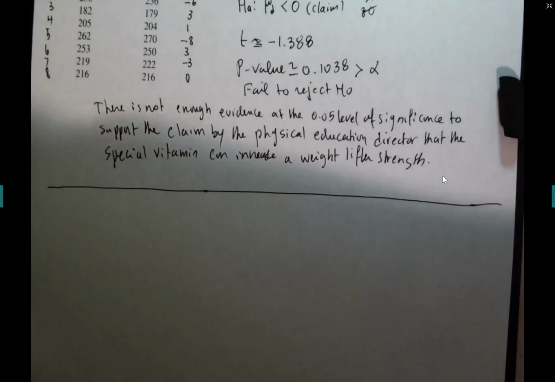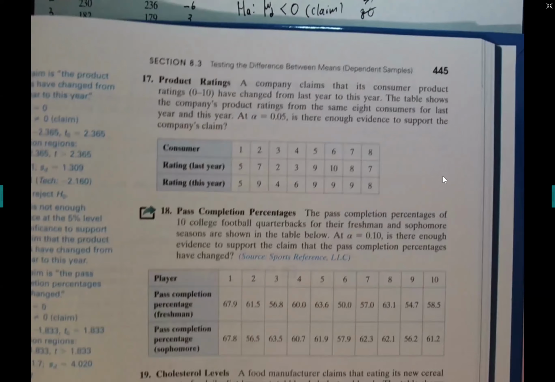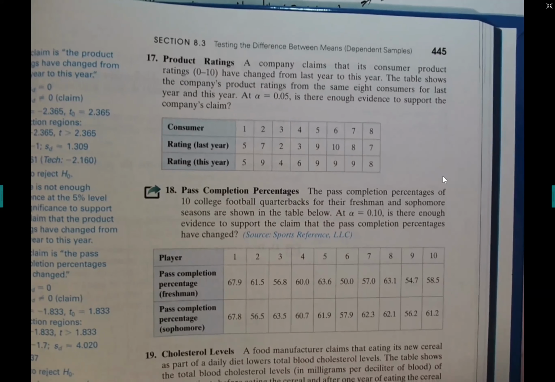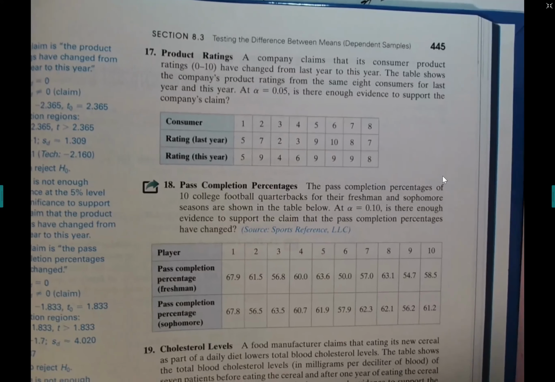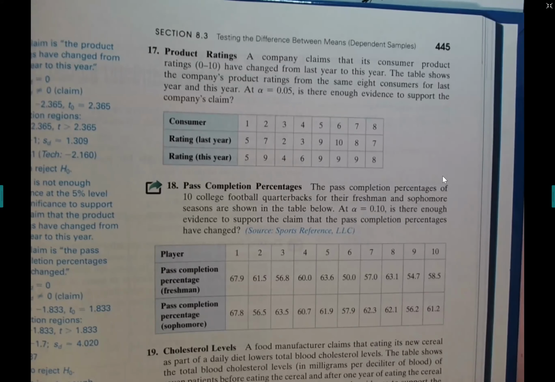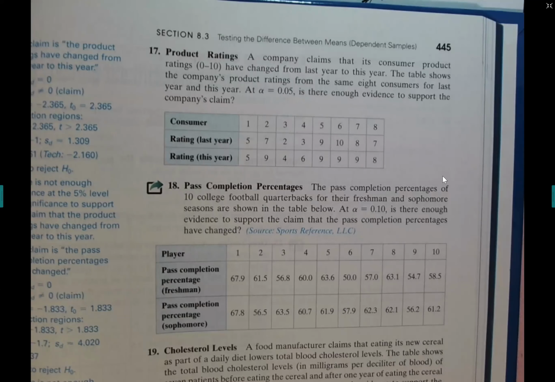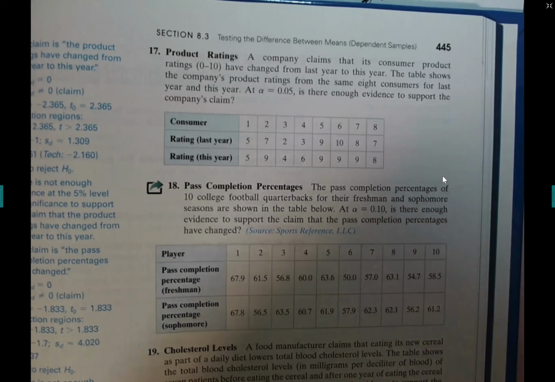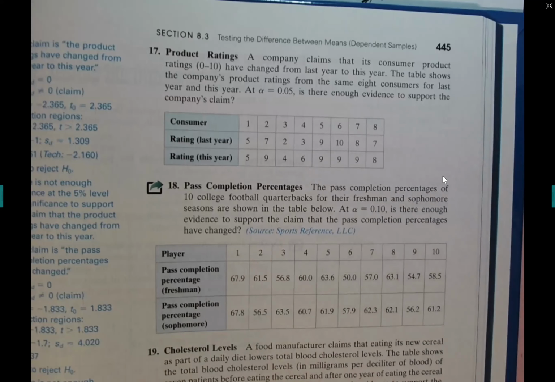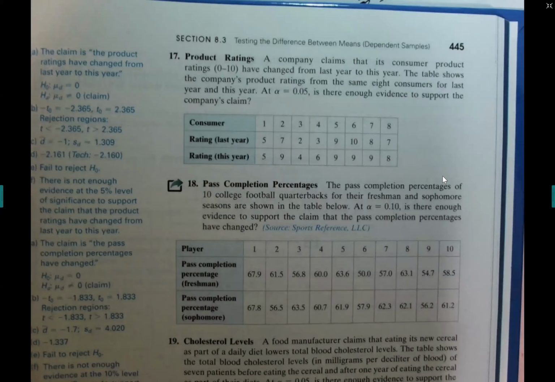Okay, let's do number 17. It's on page 445. The book doesn't do that using the p-value approach. The solution is using the critical value, but we're going to use the p-value approach for this one. Okay, let's read this question together and try to do it.